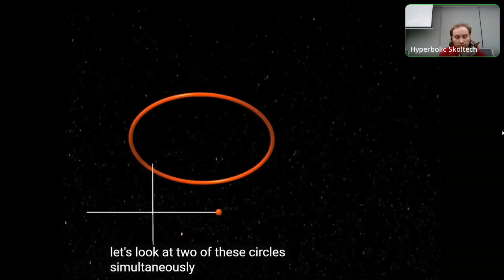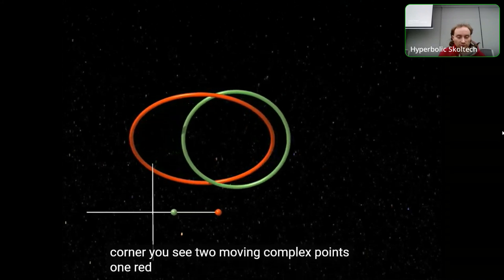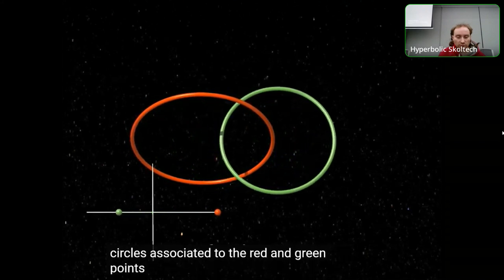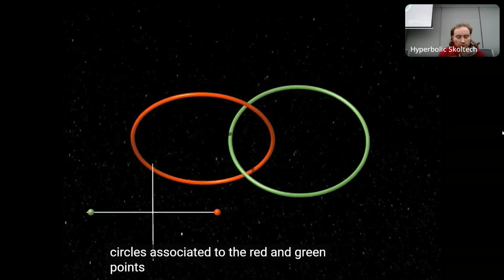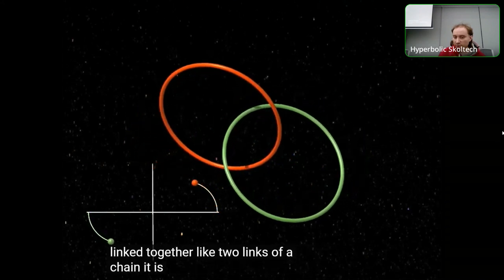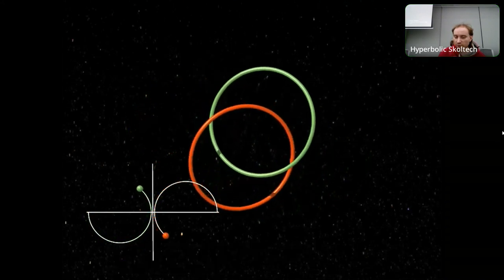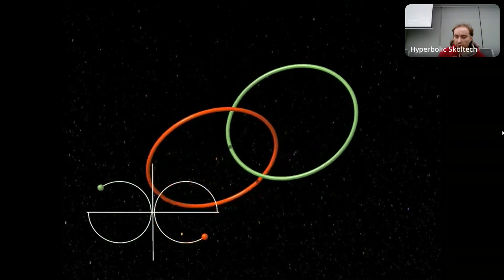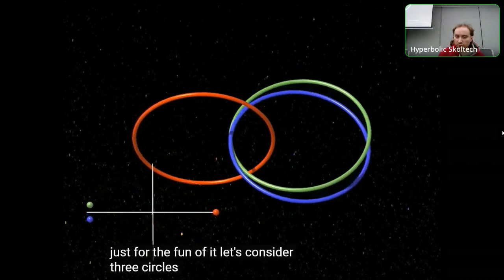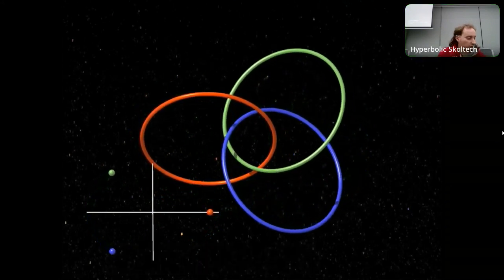Let's look at 2 of these circles simultaneously. In the lower left-hand corner, you see 2 moving complex points, one red, the other green. You can see the circles associated with the red and green points. Note that these 2 circles are linked together like 2 links of a chain. It is impossible to separate them without breaking them. Just for fun, let's consider 3 circles. See how the 3 linked circles dance together?